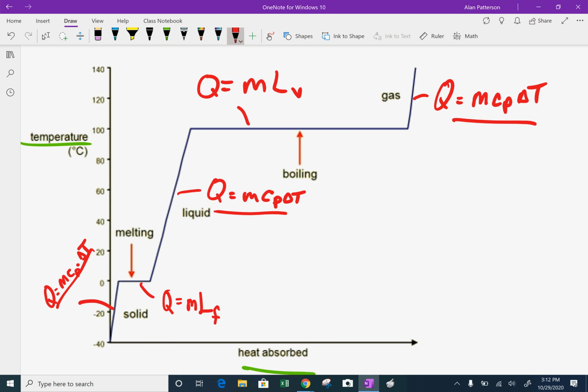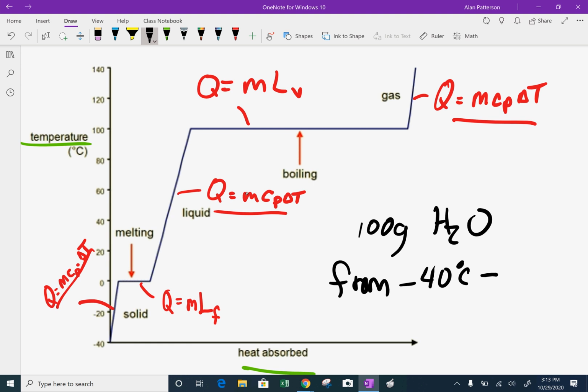Okay, so let's assume that we're going to take 100 grams of H2O from, what did we start out here, -40 degrees Celsius to, and the graph looks like, let's call it 140 degrees Celsius. So we've got to go through all of these 5 different segments here. Okay, so let's set those equations up and find out how much energy it requires to take 100 grams of water from negative 40 degrees Celsius to 140 degrees Celsius.